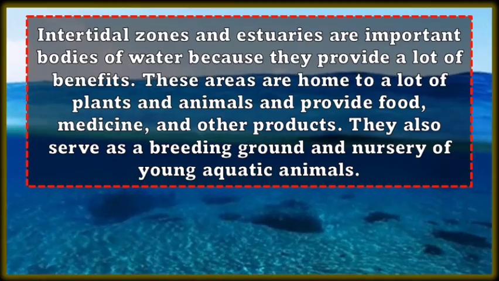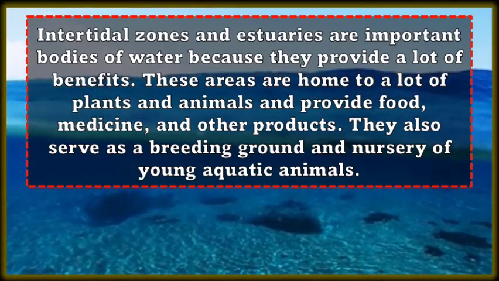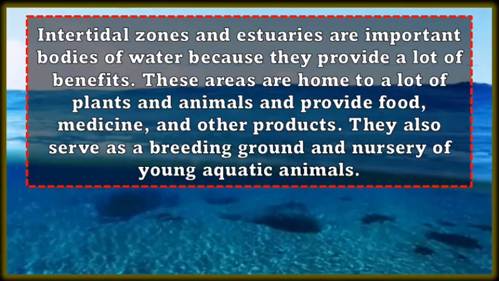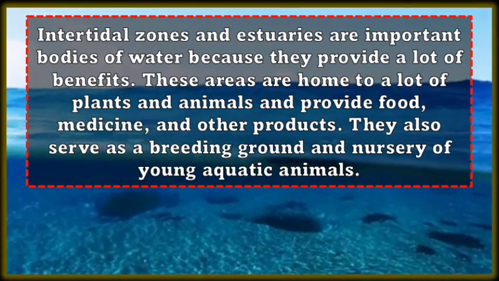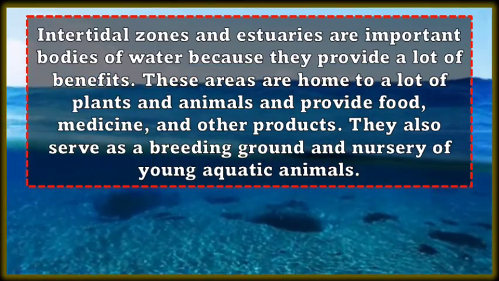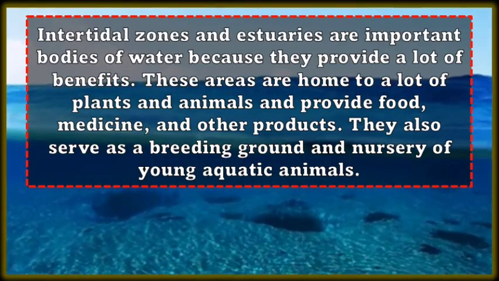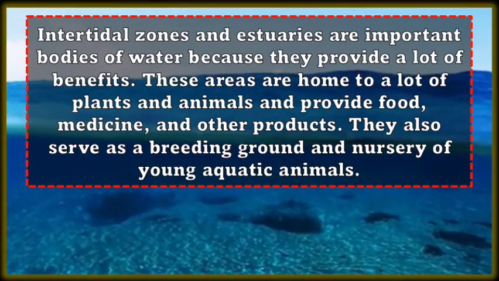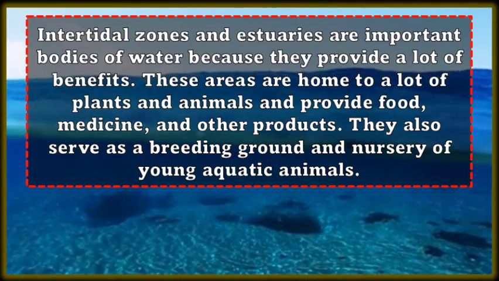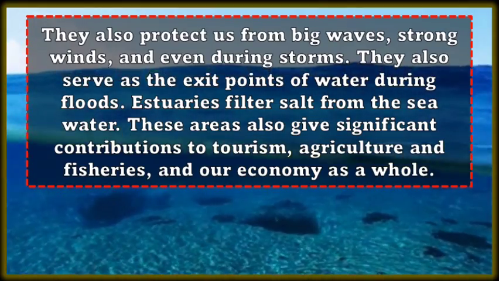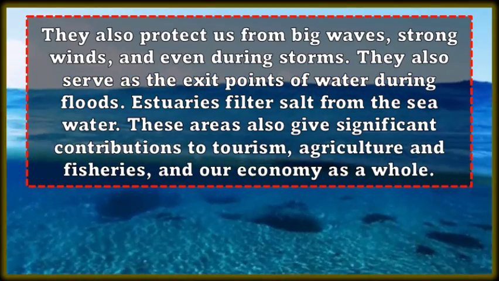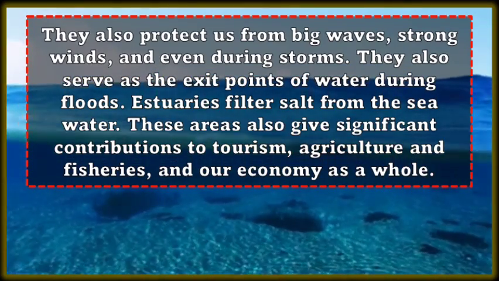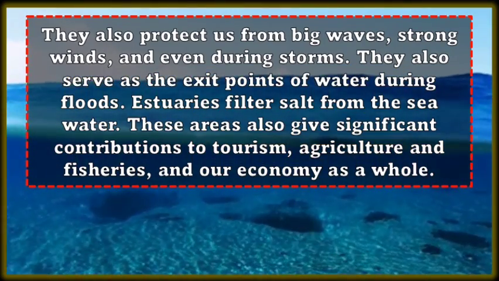Intertidal zones and estuaries are important bodies of water because they provide a lot of benefits. These areas are home to a lot of plants and animals and provide food, medicine, and other products. They also serve as a breeding ground and nursery of young aquatic animals. They also protect us from big waves, strong winds, and even during storms. They also serve as the exit points of water during floods.